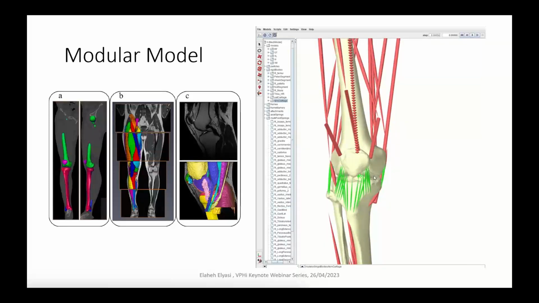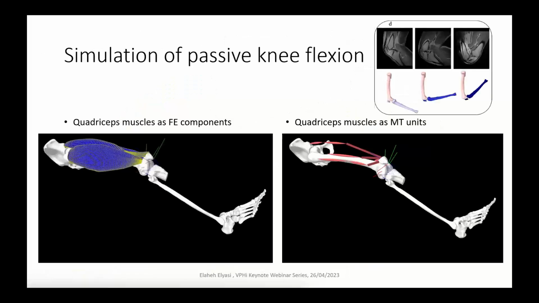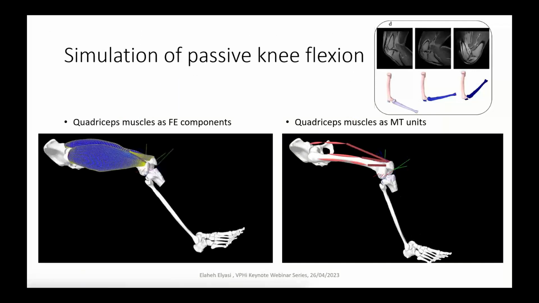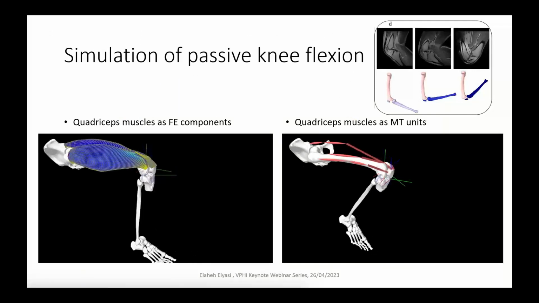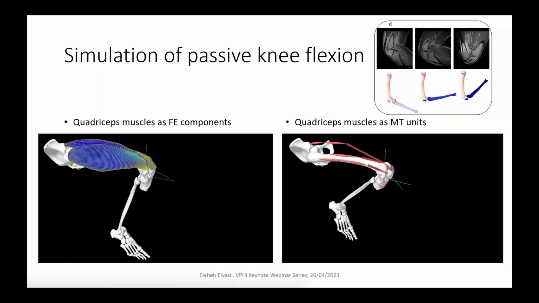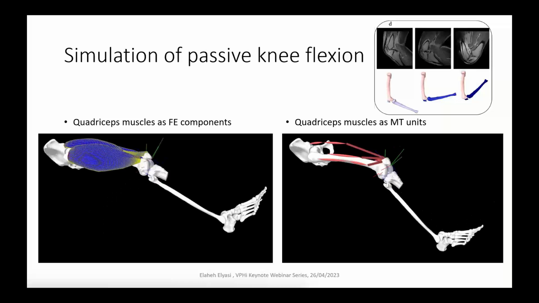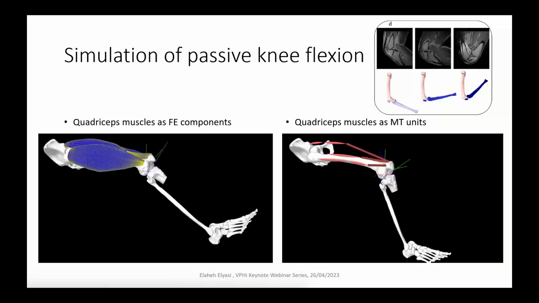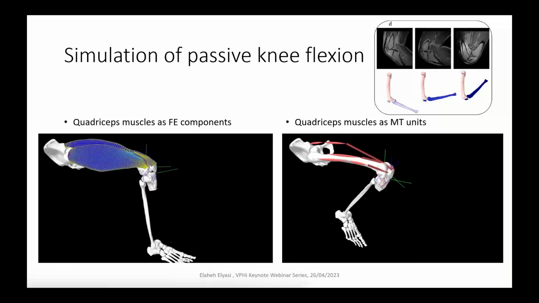So one of the advantages of having such a modular model for us was the ability to quantify our modeling choices and their impact on the metrics that we were measuring. For instance, we did that in a simulation of passive deep knee flexion, and we quantified the difference in the patellofemoral kinematics predicted by a model with fully finite element representations of the quadriceps muscle group, which you see on the left video, versus a model with multi-point muscles that you see on the right.